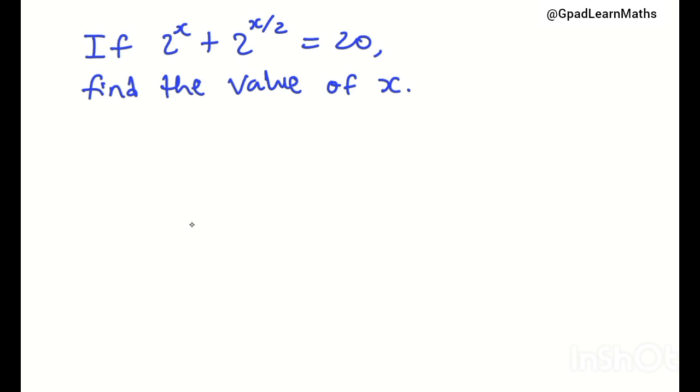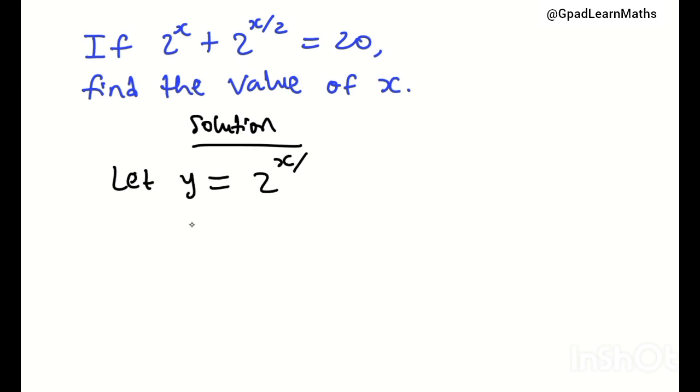So let's start. Looking at this question, this is 2 raised to the power of x plus 2 raised to the power of x over 2. Is it possible to say let y be equal to 2 raised to the power of x over 2? Yes, it is. And if that happens, it's going to make this 2 raised to the power x have an exponent of 2. Let me show you what I mean.